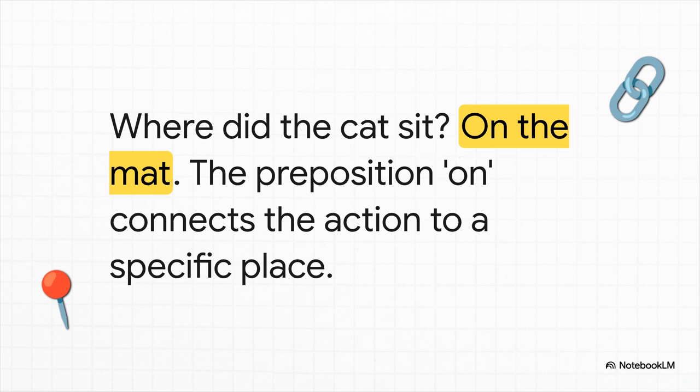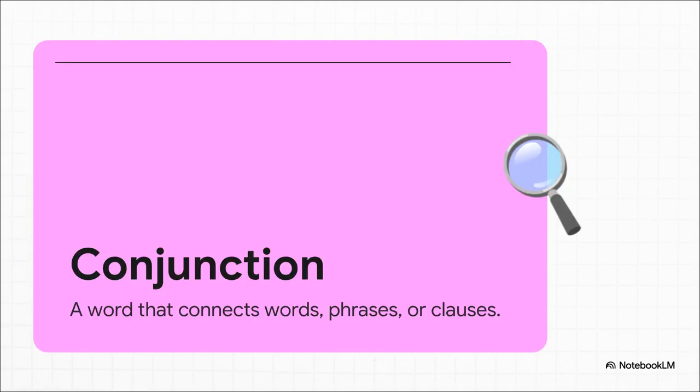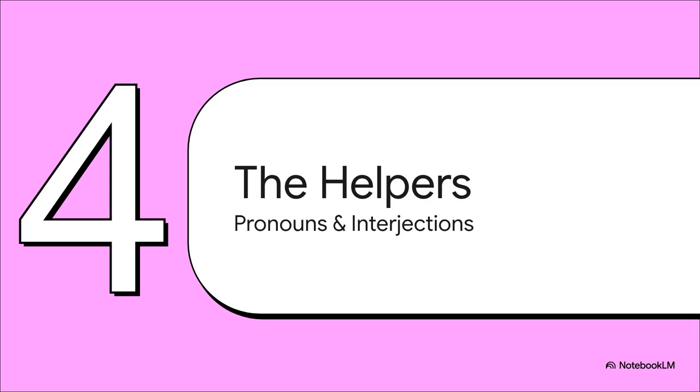Our simple 2-word sentence is now a full, rich image. Our other major connector is the conjunction. Think of these as the bridges of language. They're words like and, but, so, and or, and they let us link things together. We can link 2 words like salt and pepper, or we can link 2 whole sentences to build a much bigger idea. We are almost there.